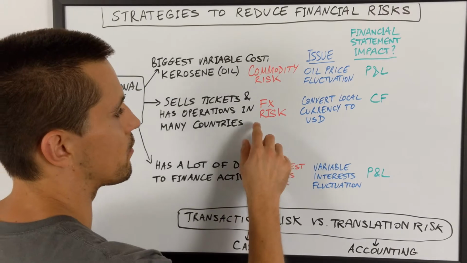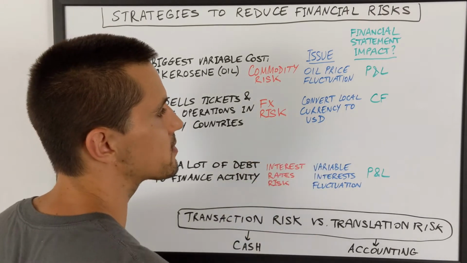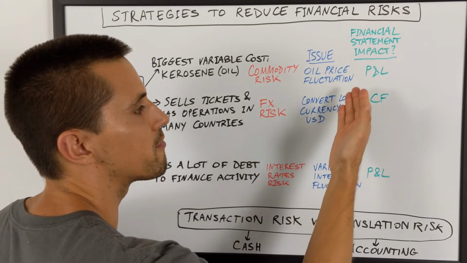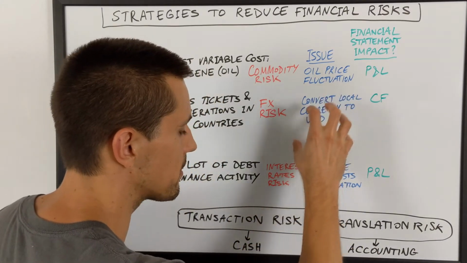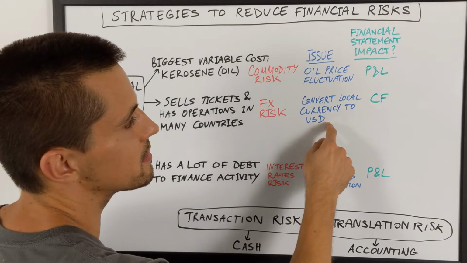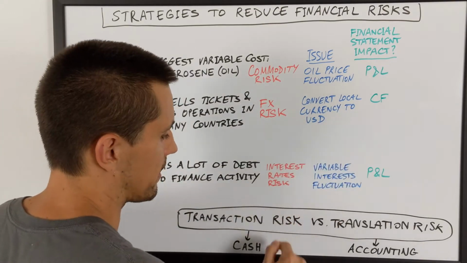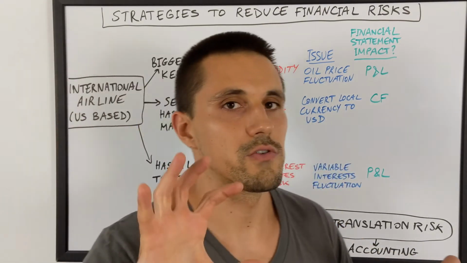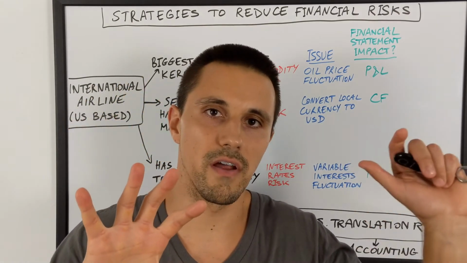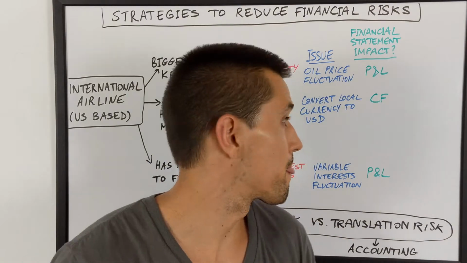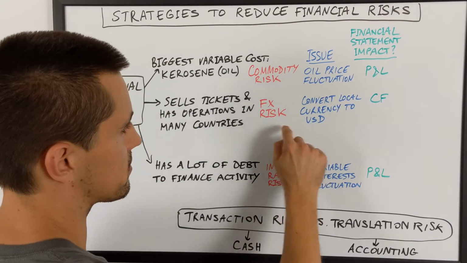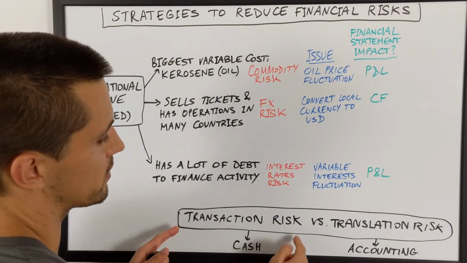Second line, we're talking about the foreign exchange risk, which is convert local currency into US dollars. That's gonna be the tricky part. And here you can see it has nothing to do with accounting, it's pure cash, right? You are converting one currency into another, it has nothing to do with accounting, it's pure cash. So here the second line is obviously a transaction risk.